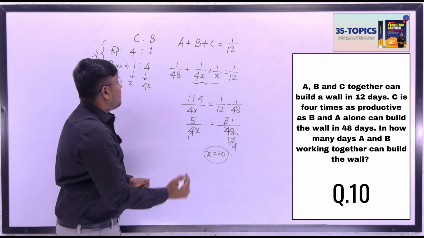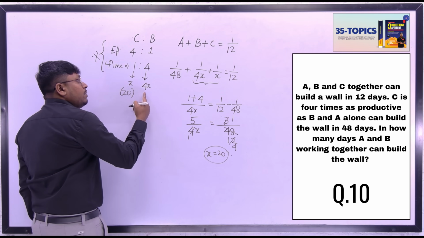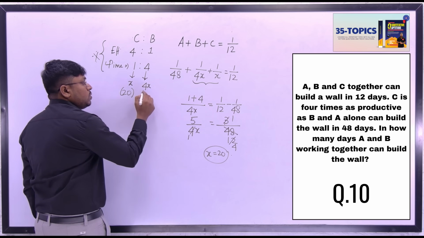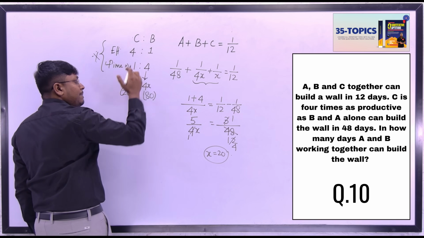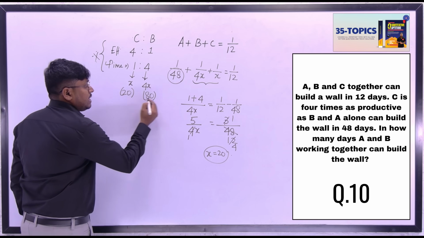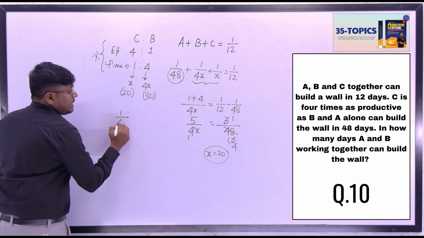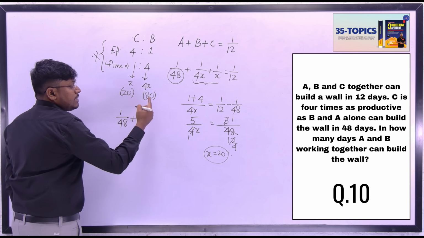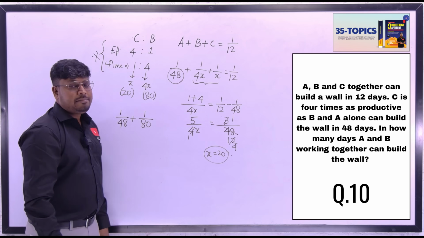That means C alone can complete a piece of work in 20 days. Then what about B? 4 into 2, which is 80. So B alone takes 80 days to complete the work, and C takes 20 days to complete the work. Now if both A and C are working, A will be completing the task in 48 days. Then what about B? B will be completing the task in 80 days.